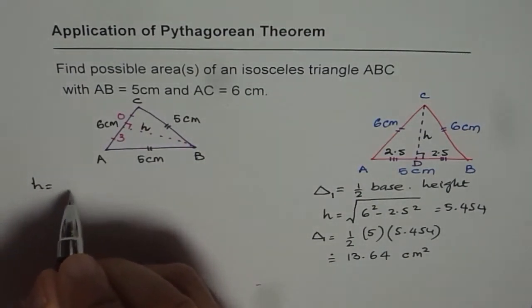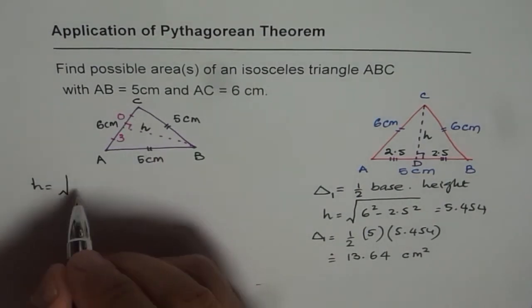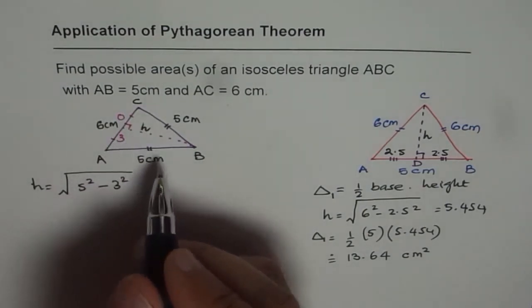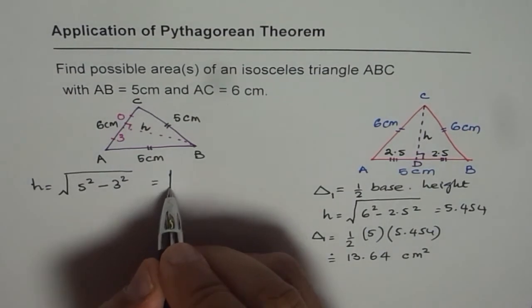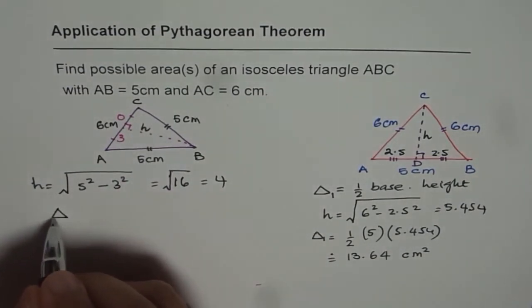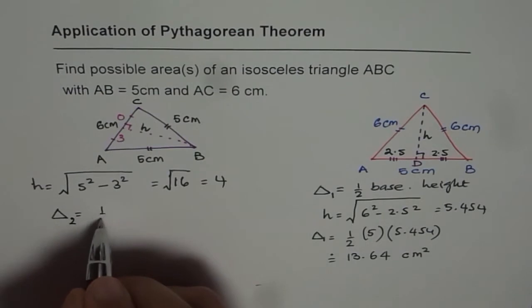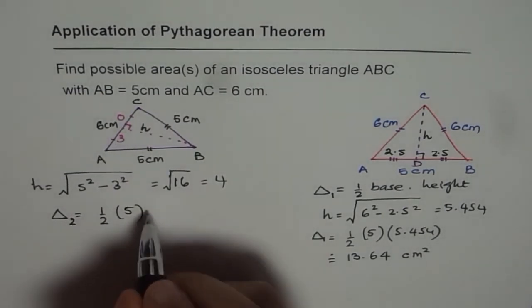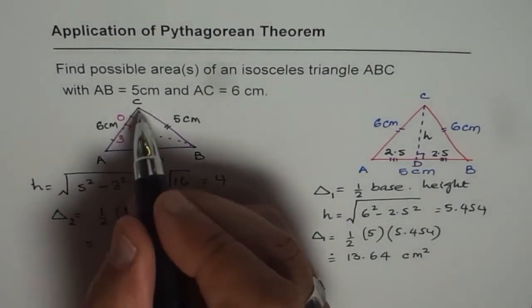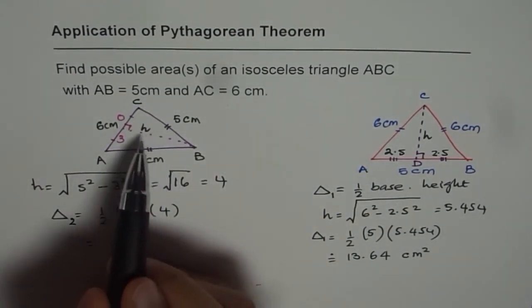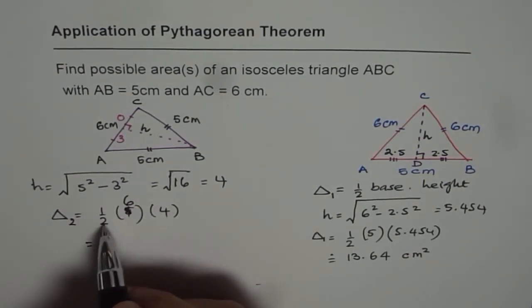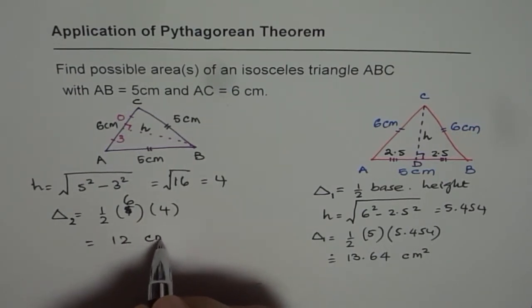So the height in this case will be the square root of 5 squared minus 3 squared, where 5 is the hypotenuse. Now 3 is part of the 3, 4, 5 triangle, right? So that gives us a height of square root of 16, and that is 4. Now we know the height, and therefore the area of triangle 2 is half base of 5, right, times height of 4. Sorry, the base is 6, not 5. That becomes the base, AC. So the base is 6 and the height h is equal to 4. 6 divided by 2 is 3. 3 times 4 is 12. So it is 12 centimeters squared.